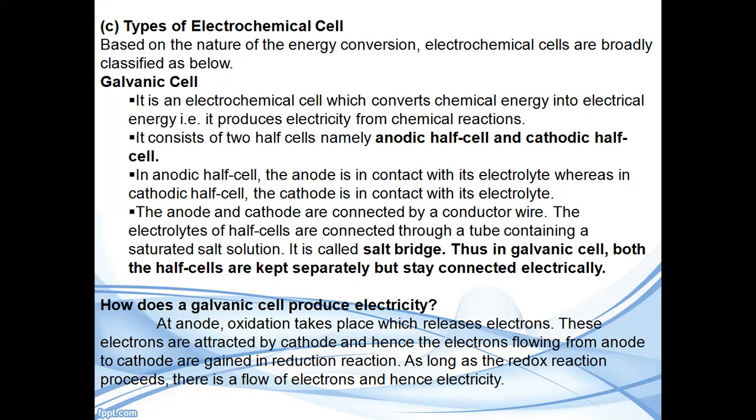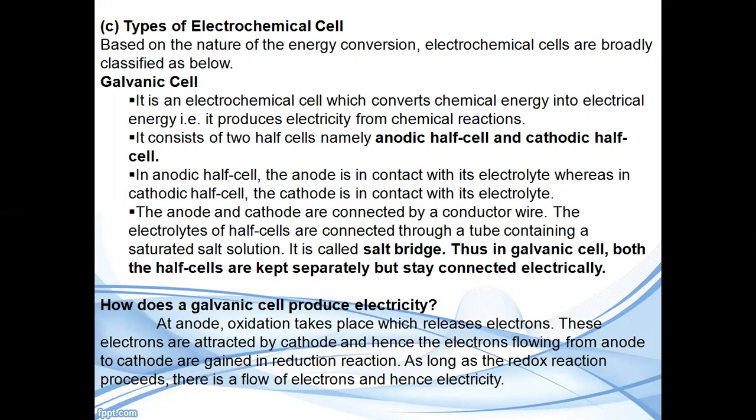The two half cells, that is the cathodic and anodic half cells, are connected through a tube. The tube contains a saturated salt solution, and this salt solution is called a salt bridge. So how does a galvanic cell work and produce electricity?